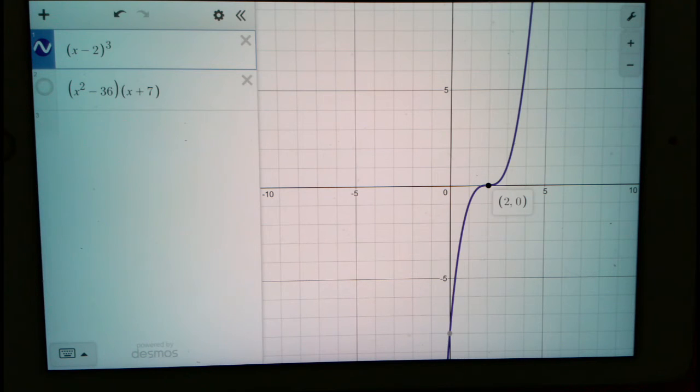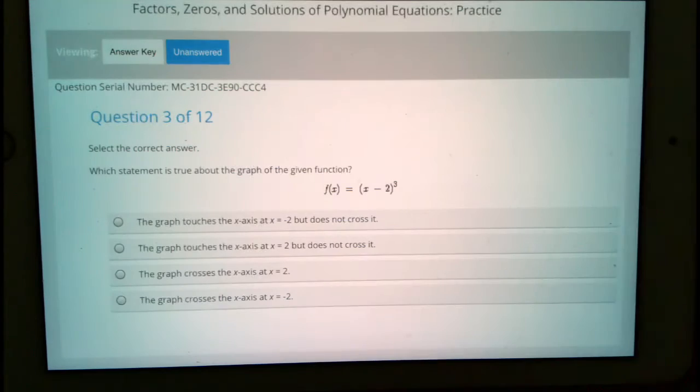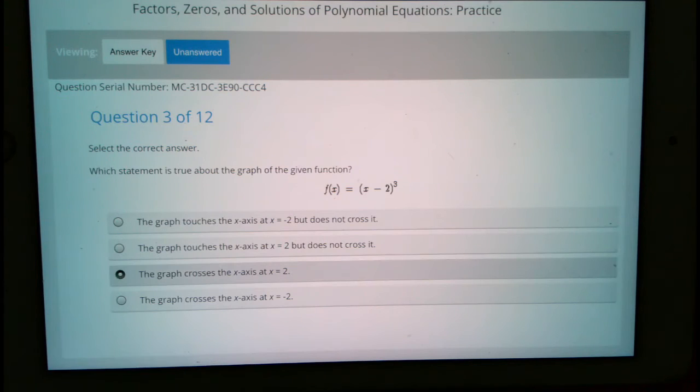But in terms of going back and answering this, now that we see the picture, we can go back and say, oh yes, the answer is the graph crosses the x-axis at x equals 2.